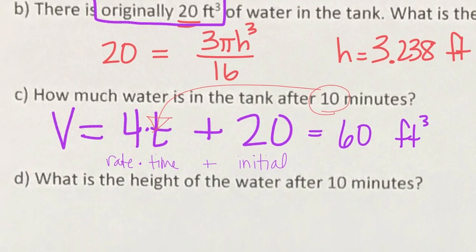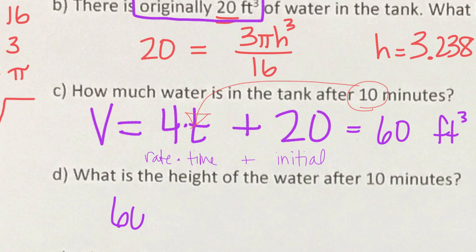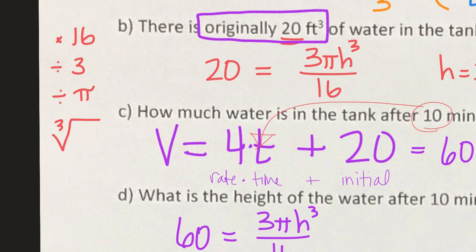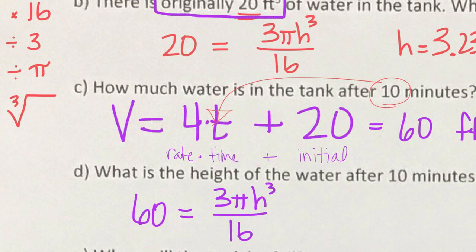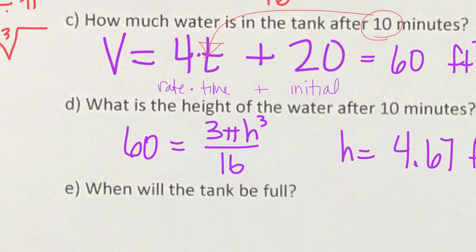And the next question, what's the height of that water? Well, we know that the volume is 60, and we know the formula is 3 pi h cubed over 16. So once again, we do the exact same steps. You multiply by 16, divide by 3, divide by pi, and take the cube root. And when you do all of that wonderful algebra, we get a height of 4.67 feet.